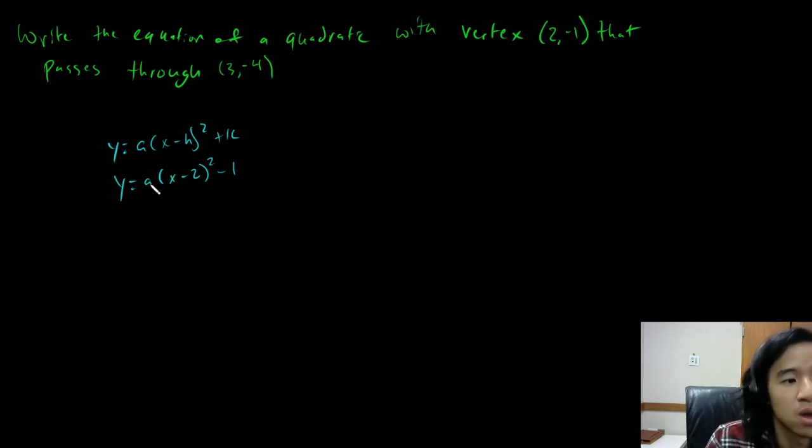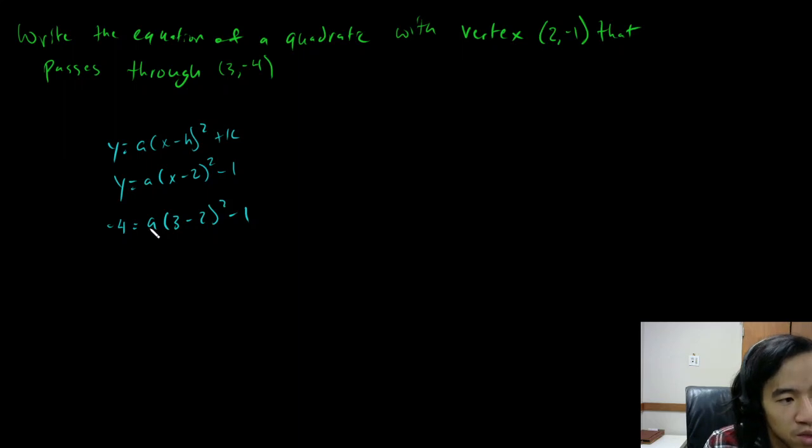To do that, we're going to use this point and plug it in for x and y. So let's check how we're going to do that. -4 is our y value, is equal to a times (x, which is 3 in this case, minus 2) squared, minus 1. So now we just have to solve for a. -4 equals 3 minus 2 is 1, squared is 1, so a, then minus 1. Now we add 1 to both sides, we get -3 is equal to a.